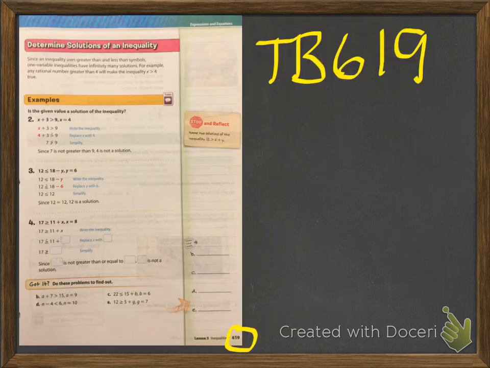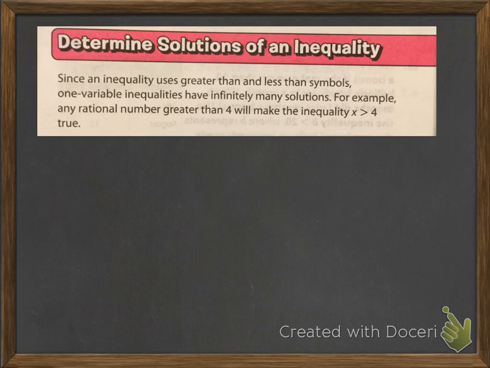All right, so for that previous page, they gave you the values to put in for the variable, and then you had to test each of the 3 values. For this page on textbook page 619, you have to determine the solutions for the inequality. So you have to find out what those numbers are. So let's go ahead and check out how to do that. Okay, it says determine solutions of an inequality. Since an inequality uses greater than and less than symbols, one variable inequalities have infinitely many solutions. Infinitely, that means it goes on and on. For example, any rational number greater than 4 will make the inequality x is greater than 4 true.